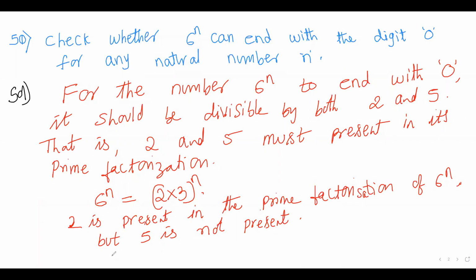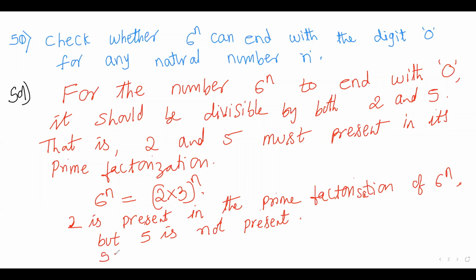Okay. So what is the conclusion? Can you tell? What should be the conclusion? 6 power n cannot end with the digit 0. Yes. 2 is present in the prime factorization of 6 power n, but 5 is missing in the prime factorization. You can even write 5 is missing in the prime factorization of 6 power n.